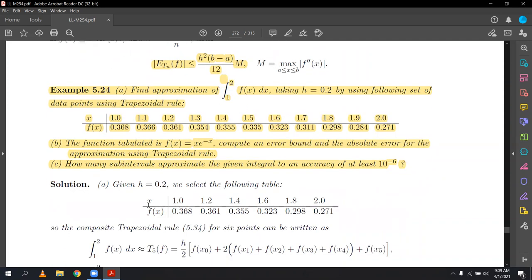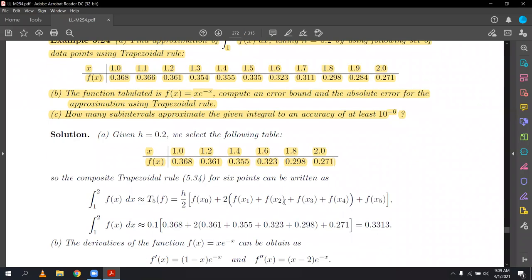So this is the table we have, according to the teacher's advice, because he gives you many points but says select the points according to this step size. Then he says find the approximation of the integral here. So what is the composite rule? The composite rule is h by 2, the value of the function at the first point and the value at the last point multiplied by 1, and the middle points multiplied by 2. So we have the formula is this one.